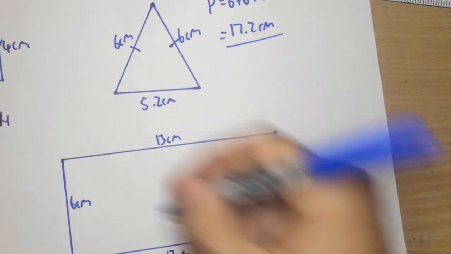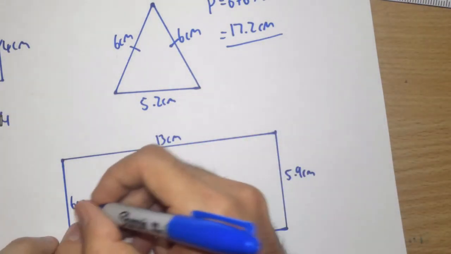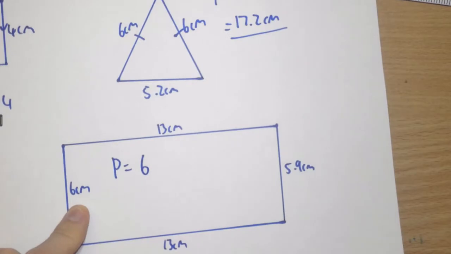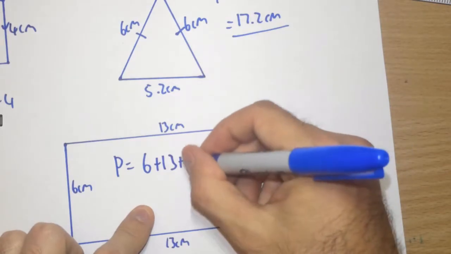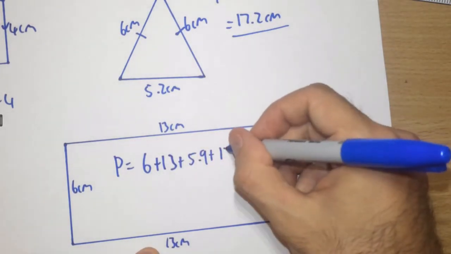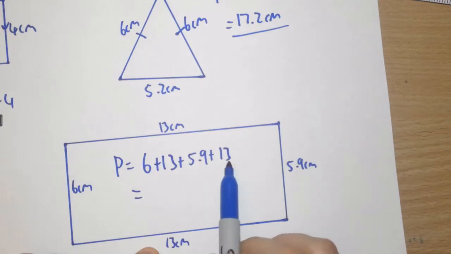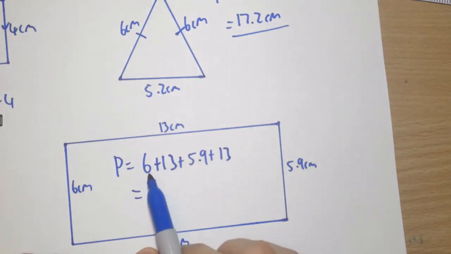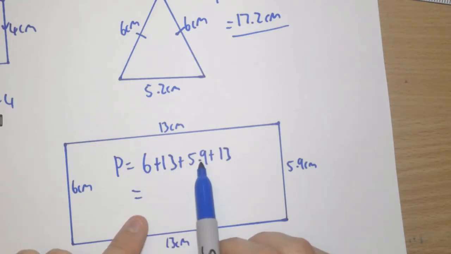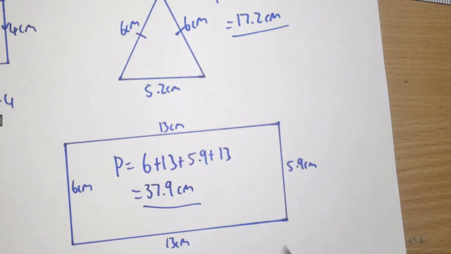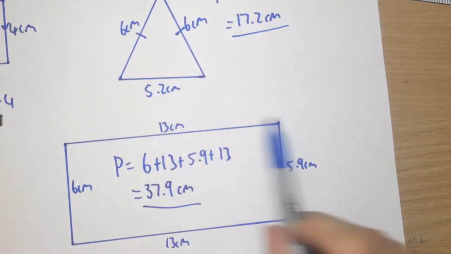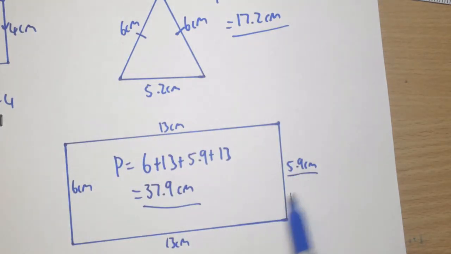Alright, and then if we wanted to find the perimeter of this shape, we just add up the different lengths. So we'll go 6 plus 13 plus the 5.9 plus that 13 over there. So 13 and 13 is 26. 26 and 6 is 32. 32 and 5.9 is 37.9. So the perimeter of this shape here, almost a rectangle, it's not quite a rectangle, is 37.9 centimeters.